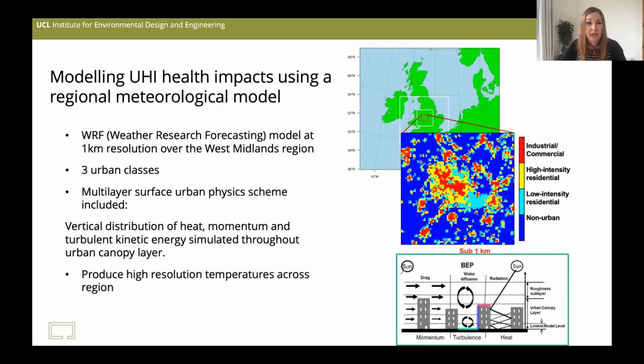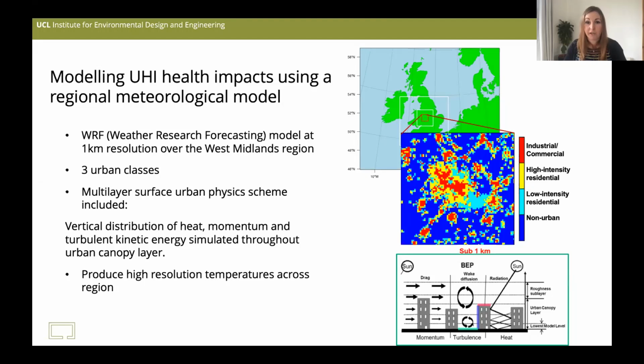I'm just going to move on now to talk about how we are trying to model and understand some of these uncertainties in urban environments. We've been doing some regional meteorological modelling to look at the health impacts of the urban heat island. Our study area is the West Midlands. This was work that we carried out in collaboration with the University of Birmingham.